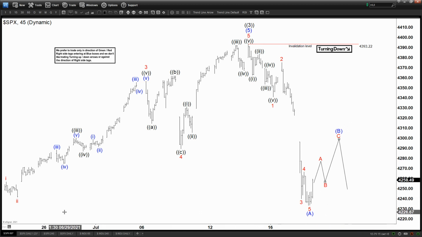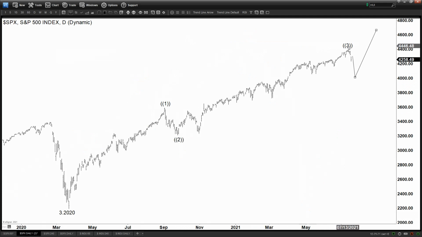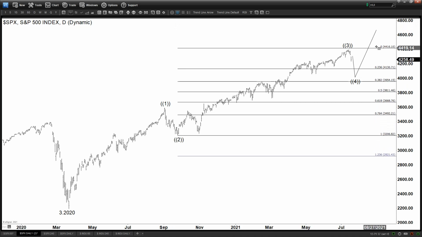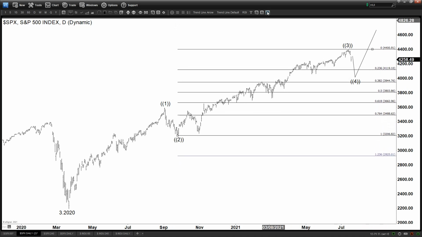But just as a rough idea, if you go to the daily chart, if this is indeed only a wave 4, then potentially, using the retracement technique, it can go as low as the 23.6 to 38.2% retracement of wave 3. So that will be 39.44 to 4,119 approximately, just a rough idea. That could be a potential target area to finish this current sell-off here.